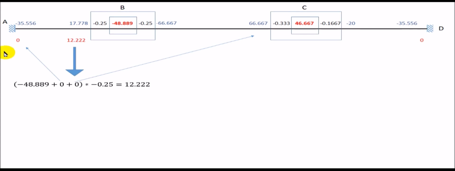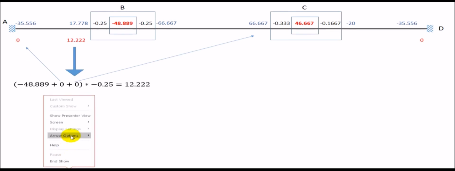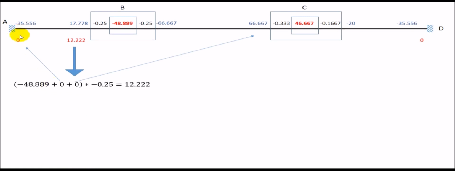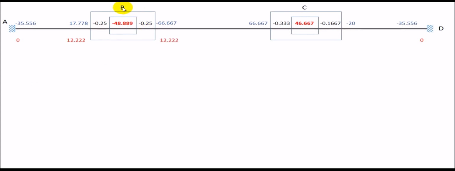The latest iteration value of the left support, that is 0, plus the latest iteration value of the right support, which is nothing there, so it is obviously 0, into the rotation factor of BA. So the iteration value of BA comes up to be 12.222. Fine, very easy. We'll see the iteration value of BC.